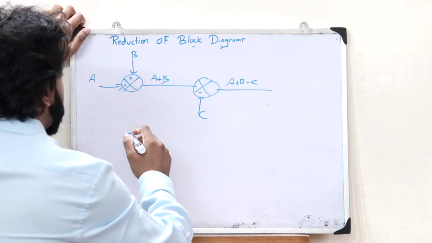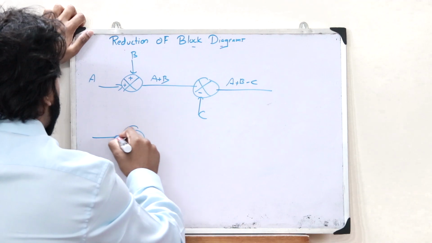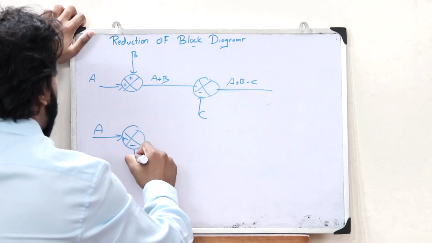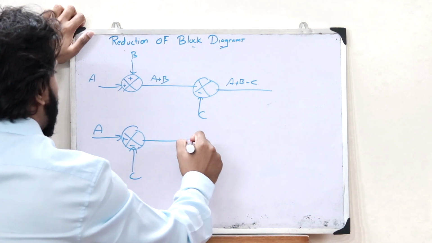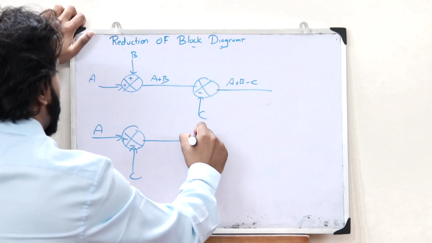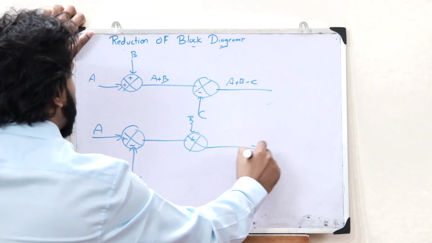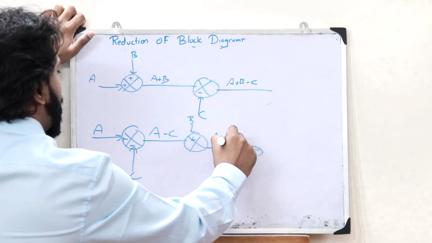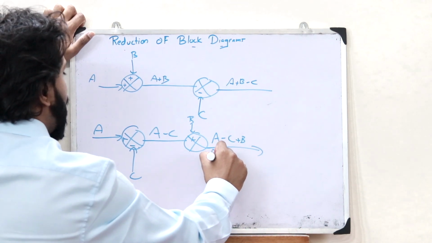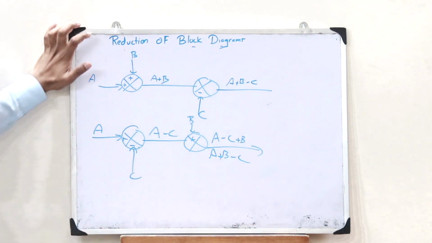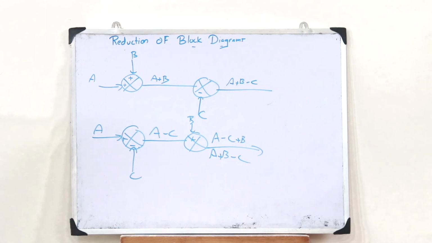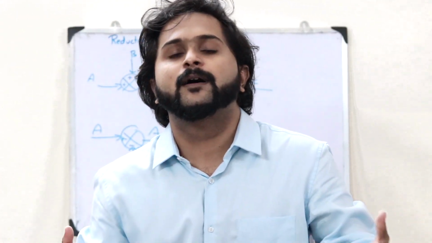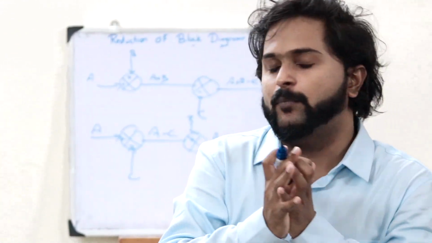If we interchange these two summing points, this would now become A, and here we have to give minus C over here. And here we have plus B. So this would be A minus C, and this would become A minus C plus B, which is the same as A plus B minus C. As simple as that. These are the simple rules for the reduction of block diagrams.